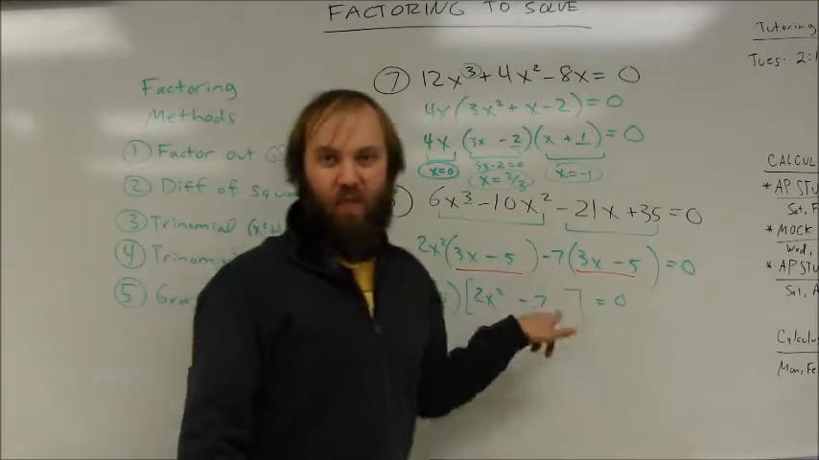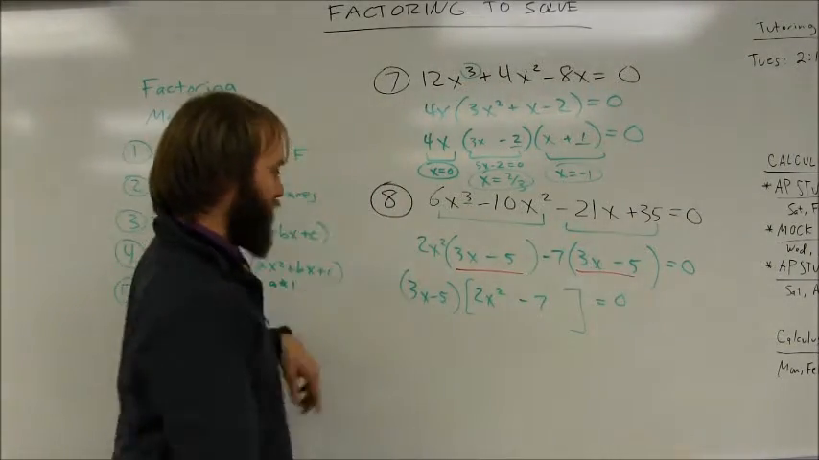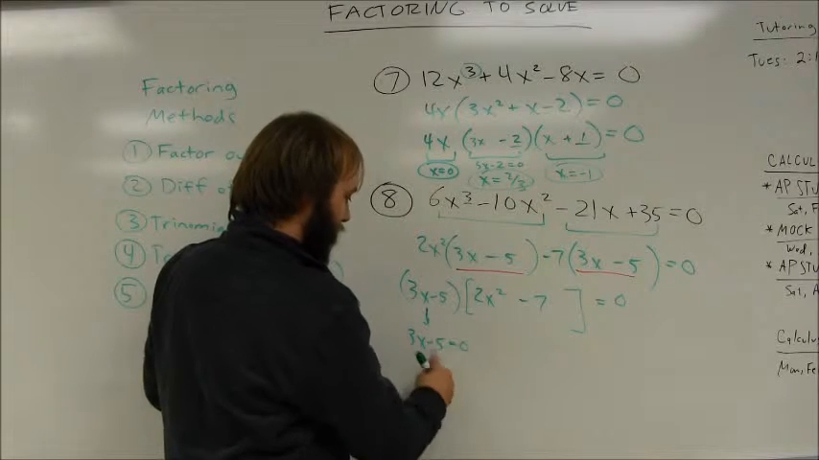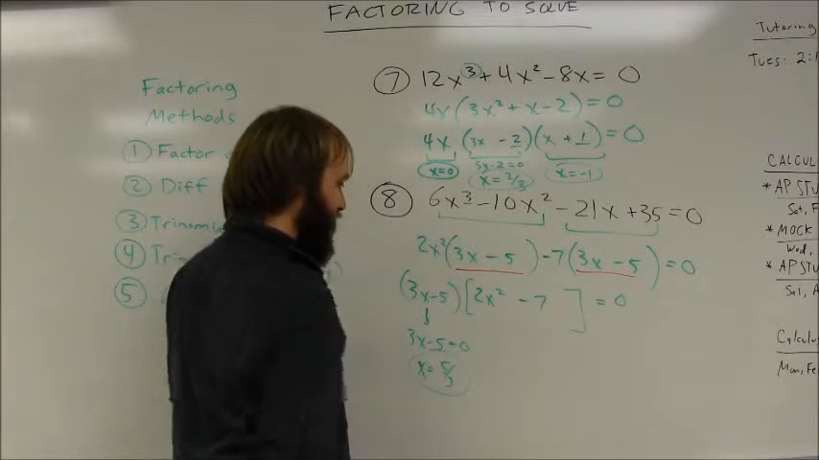Okay? You don't have to have square brackets here. I just did that to emphasize that it was what was left from here. Okay? So I need to figure out what makes this equal to 0. 3x minus 5 equals 0. Add 5 to both sides, divide by 3. X is going to be 5/3.